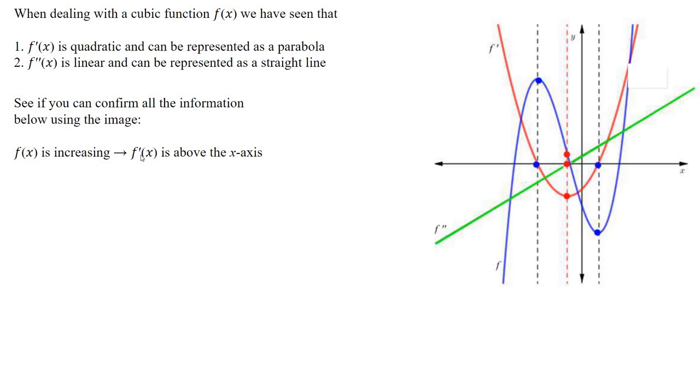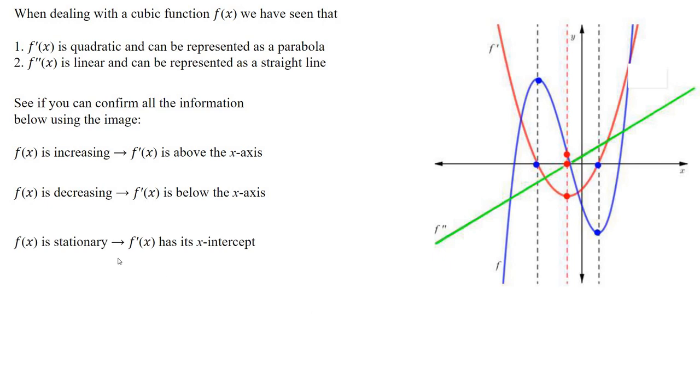But here we go. f of x is increasing and f prime of x is above the x-axis. Does that make sense? Oh, there it's increasing. You see, decreasing and increasing. Look, the red one's above the x-axis when the blue one's going up, when the gradient is positive. But when it's decreasing, f prime of x is below the x-axis. But when it's stationary here and here, those are zeros. That's when f prime of x is 0.